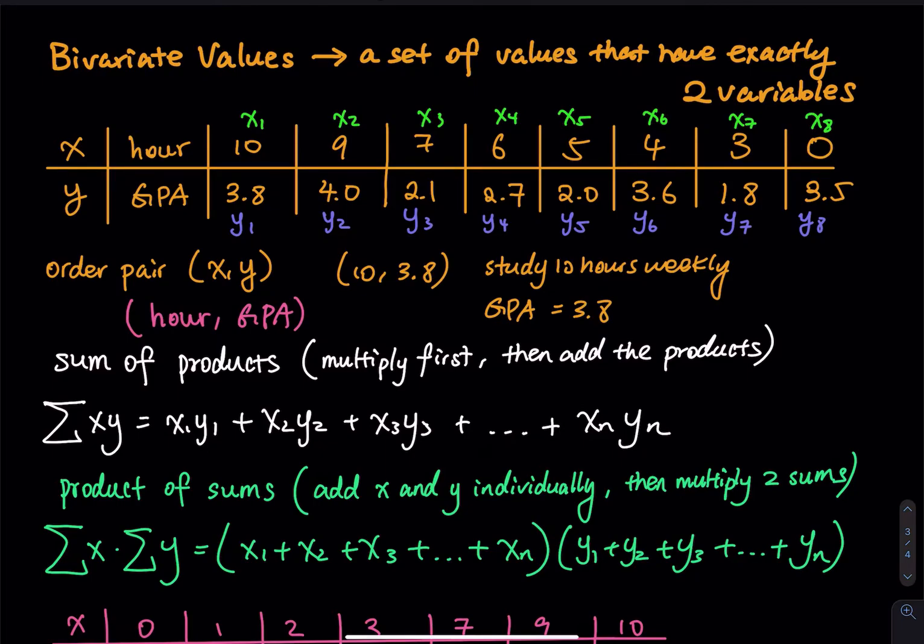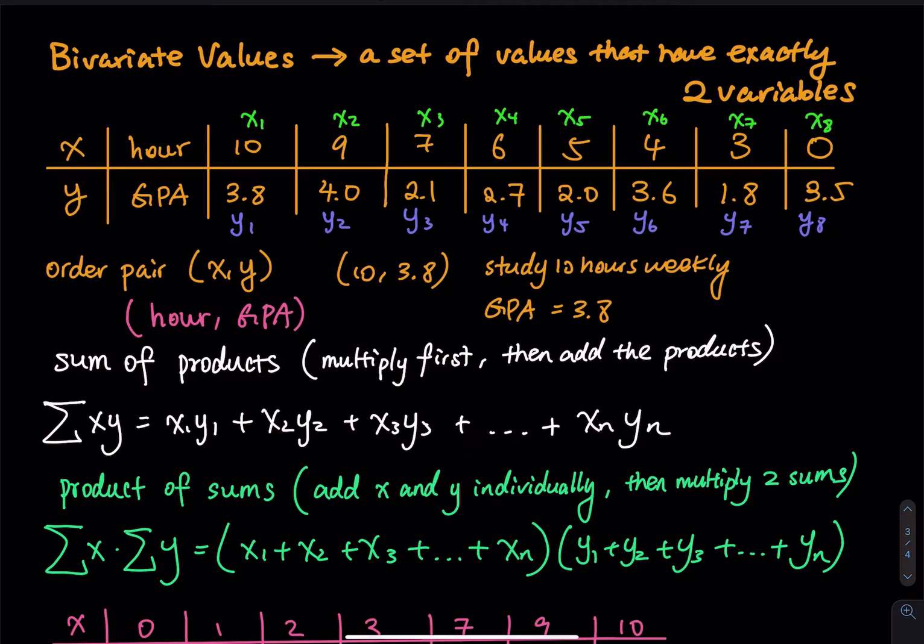So when you have bivariate values, two variables, how do you find the sum of products and product of sums? For the sum of products, we have to multiply first. So you look at every single pair, X1, Y1, X2, Y2, X3, Y3, and so on. For each individual pair, you multiply the X and Y. So for X1, Y1, you multiply them, and then X2, Y2, multiply them, and then X3, Y3, X4, Y4, multiply them. And then we will get a product for every single student, right? So student number 1 has a product, number 2 has a product, number 3 has a product. Everyone has a product.